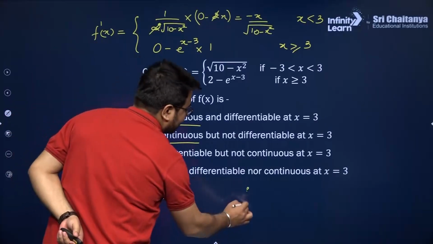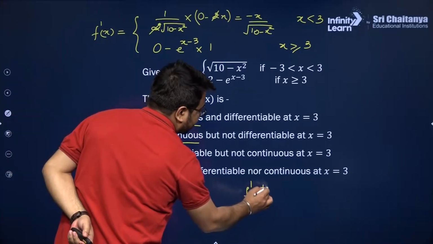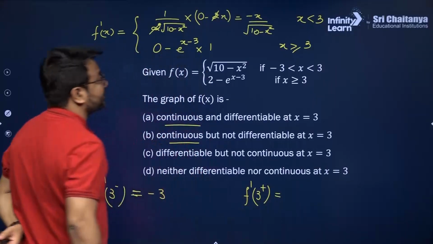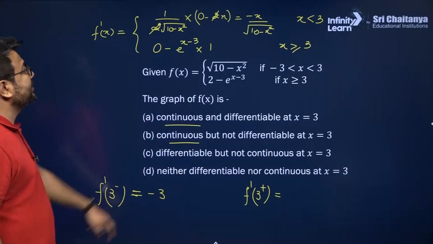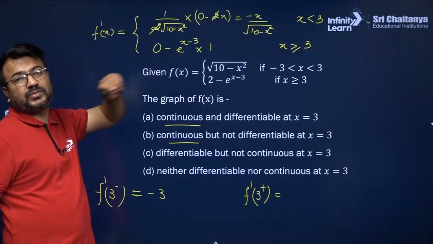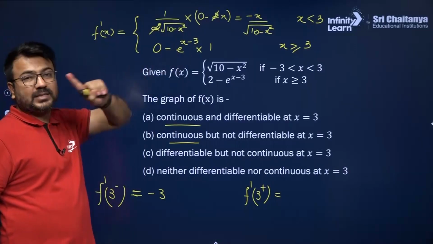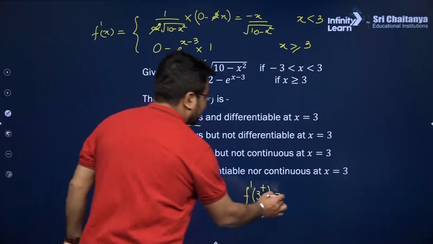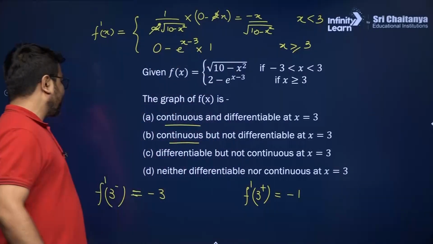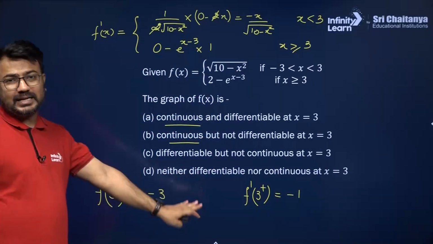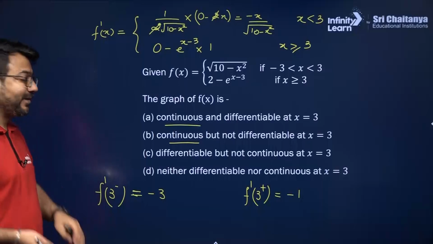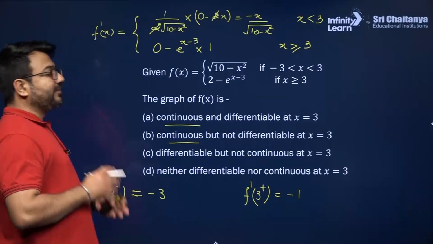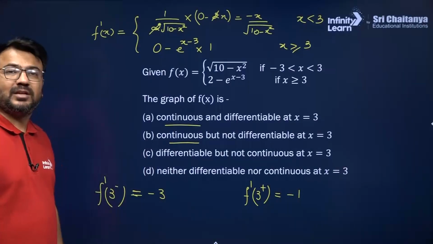Now we need to get the value of f dash of 3 plus. If I keep 3 over here, 3 minus 3 will be 0. e raised to the power 0 will be 1. So f dash of 3 plus will be minus 1. So we have the left hand derivative and right hand derivative, both are finite, both are defined, but they are not equal. If they are not equal, hence the function will become not differentiable.